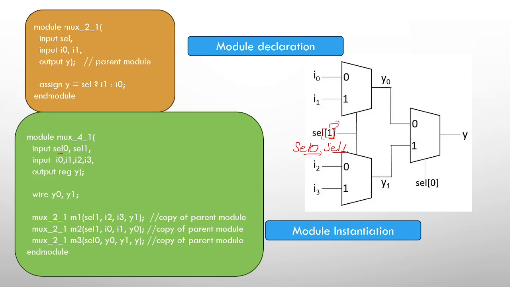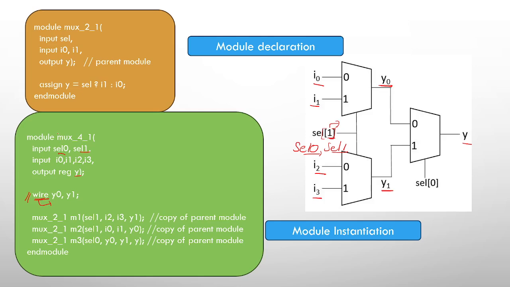So selection 0 and selection 1, and then what else? Inputs. What are the inputs here? I0, I1, I2, and I3. And then what is the output here? Only Y is the output. And then what is this wire? Just ignore this for now, but see here, intermediate connections. Here you are having two intermediate connections like Y0 and Y1. These two intermediate connections will be indicated here with the data type called wire. You will see what wire is in further sessions.